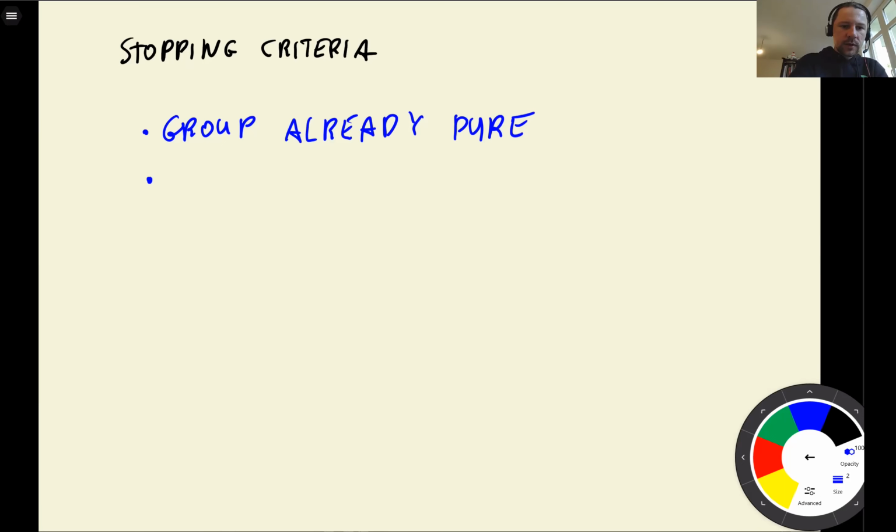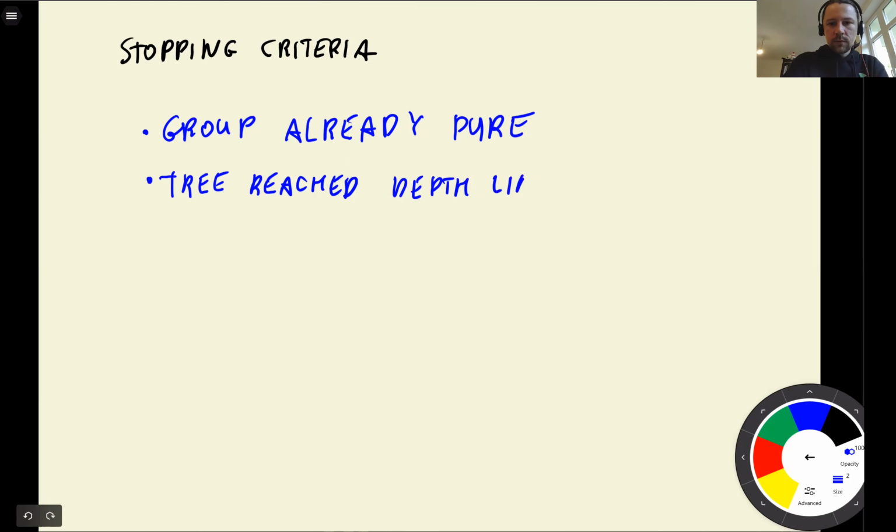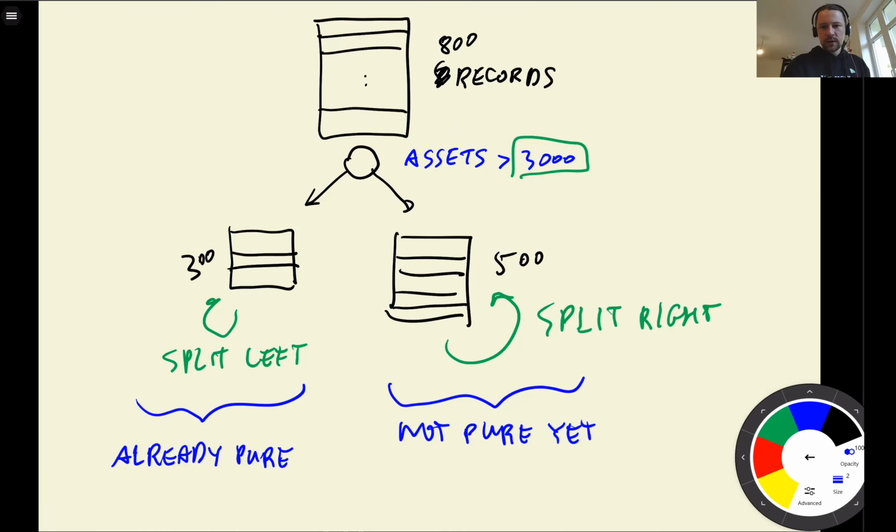So another stopping criteria is the tree reaching the depth limit. So if we already built 6 levels and our max depth is 6, we cannot keep growing the tree. And then the last one is here. Let's say we have only 5, right? So again, we're back to the case when it's not 800 and 300 and 500, but just 5. So this group is already too small.